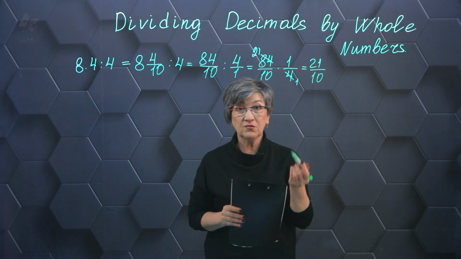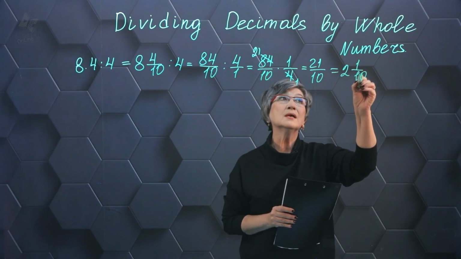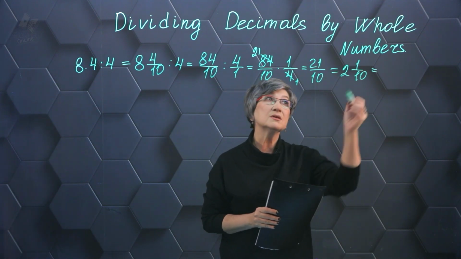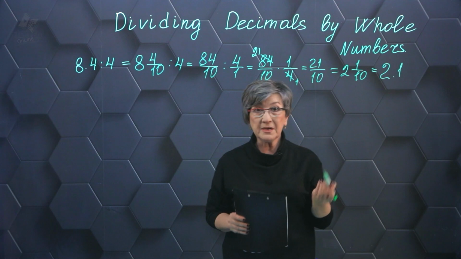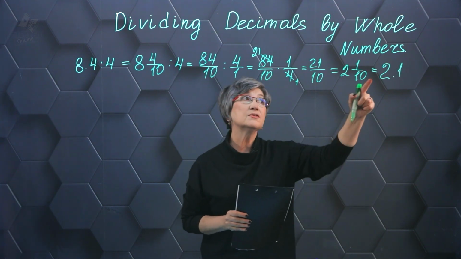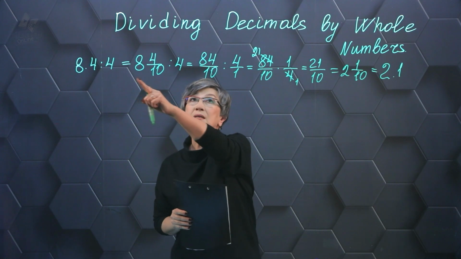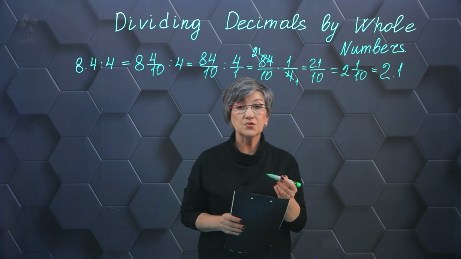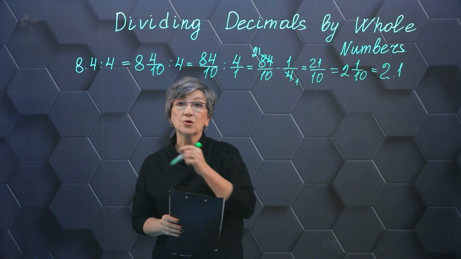Well, next I can isolate the whole part and write it as 2 whole 1/10. And since we are dividing a decimal fraction, then write it as a decimal fraction, that is 2.1. Basically, we have performed the division and the result is 2 whole 1/10. But this algorithm is very long. So there's another algorithm that will help you divide a decimal fraction by a natural number.